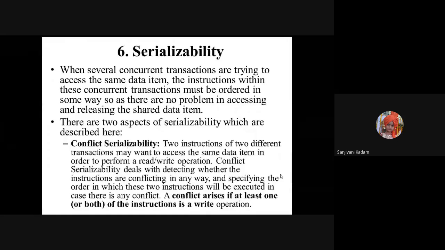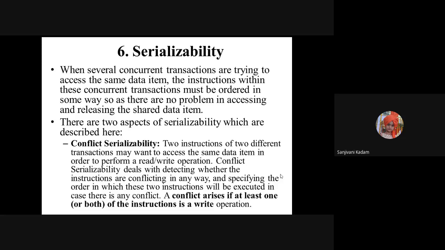So when several concurrent transactions are trying to access the same data item, the instructions within these concurrent transactions must be ordered in some way, as there should be no problem in accessing and releasing the shared data item. The meaning of this statement is that whenever we have a common data item, just like in the previous example, we have A and B.